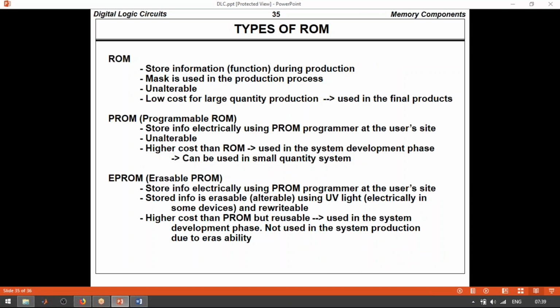So next one is ROM. We know there are different types of ROMs: normal PROM, EPROM, EEPROM. For mass production we are using ROM only, and we predefine our elements inside the memory, and afterwards, after the production, we are not able to change that.